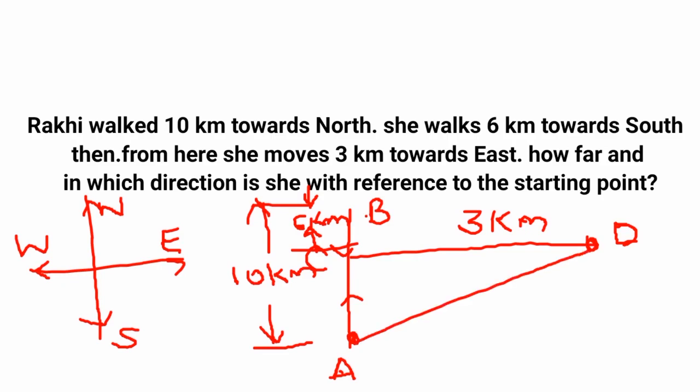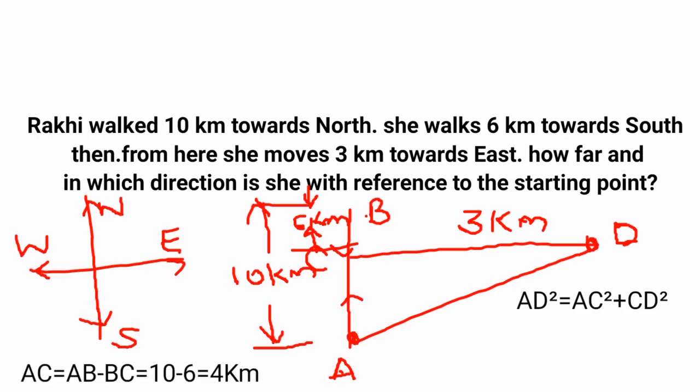Now to calculate AD, we know that this is a right angled triangle. In a right angled triangle, hypotenuse square is equal to base square plus altitude square. Here AD is the hypotenuse, AC is the base and CD is the altitude. So we can write AD square is equal to AC square plus CD square. Now to find AC, we know that total distance is 10 and BC is 6. So how much is AC? 10 minus 6, that is equal to 4 kilometers.